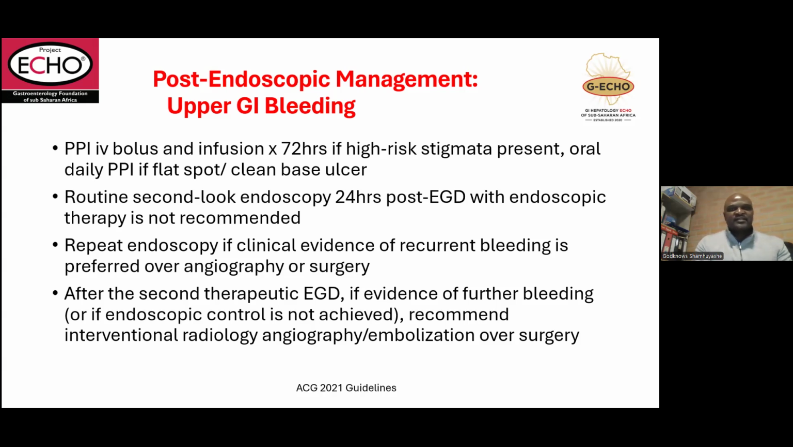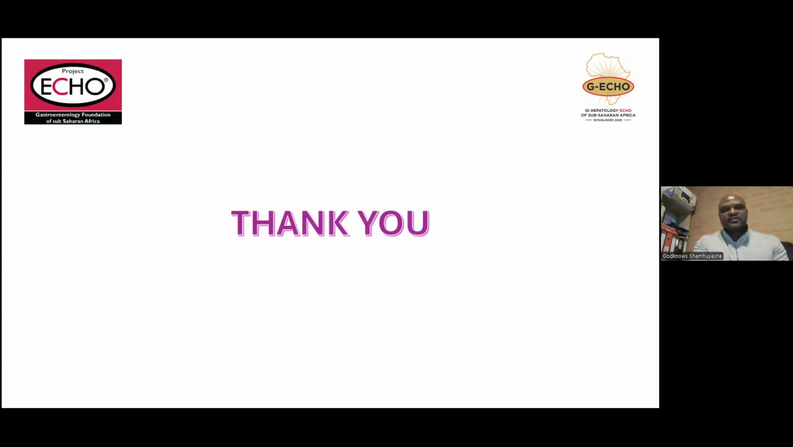And after your second therapeutic EGD, if there is any evidence of further bleeding, or if endoscopic control is not achieved, then we recommend IR, that's angiography or embolization, or surgery. Surgery is mainly the last option. So thank you. That's my brief presentation on upper GI bleeding.